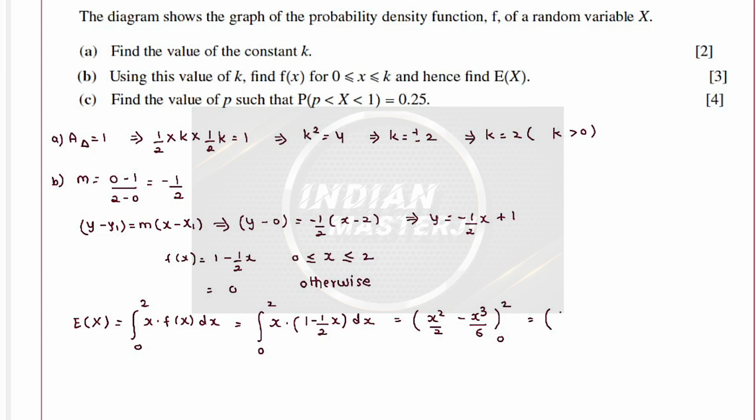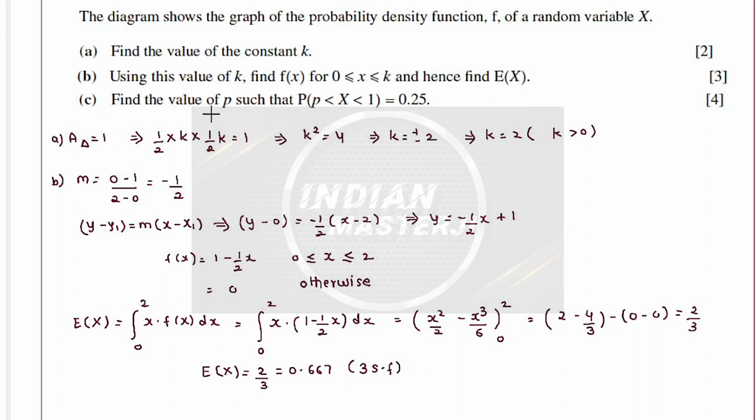I get 2k squared, that is 4 divided by 2, that is 2, minus 2k cubed is 8, 8 divided by 6 is nothing but 4 by 3. This is the upper limit, minus the lower limit will be 0. So what do I get? This will be equal to 3 into 2 is 6 minus 4 is 2 by 3. So that means E of x is 2 by 3, or in 3 significant figures I can say it as 0.667. Okay, so this answers part B of the question.